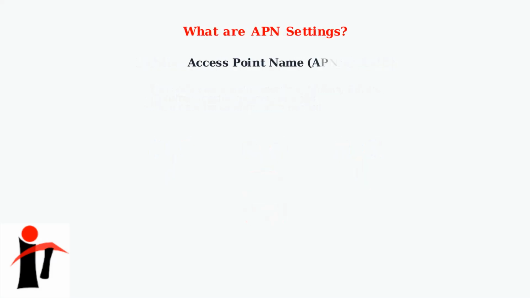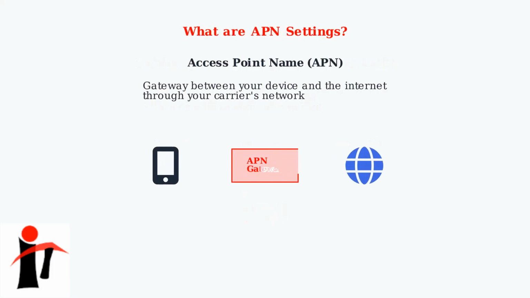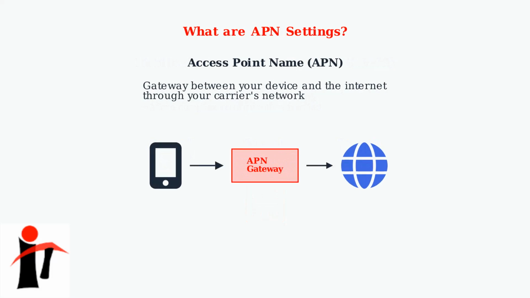APN stands for Access Point Name. Think of it as a gateway that connects your device to the internet through your carrier's network. Without the correct APN settings, your phone can't establish a proper data connection.